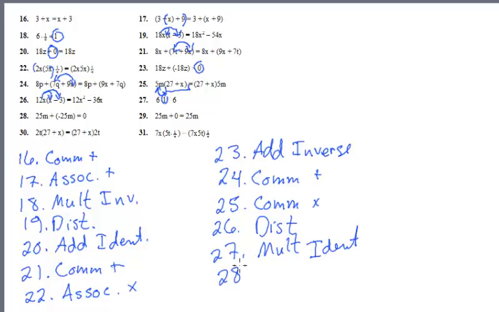Number 28. 25m plus a negative 25m. These guys are opposites or inverses, and they add to 0. So this is the additive inverse property.